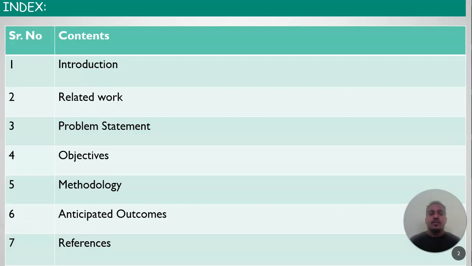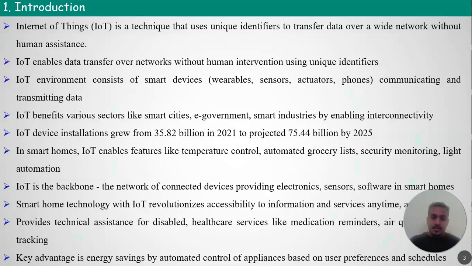Here is our content: introduction, related work, problem statement, objective, methodology, anticipation, and reference. Here, introduction. The Internet of Things, IoT, is a technique that uses a unique identifier to transfer data over a wide network without human assistance. The IoT enables data transfer over the network without human intervention using unique identifiers.